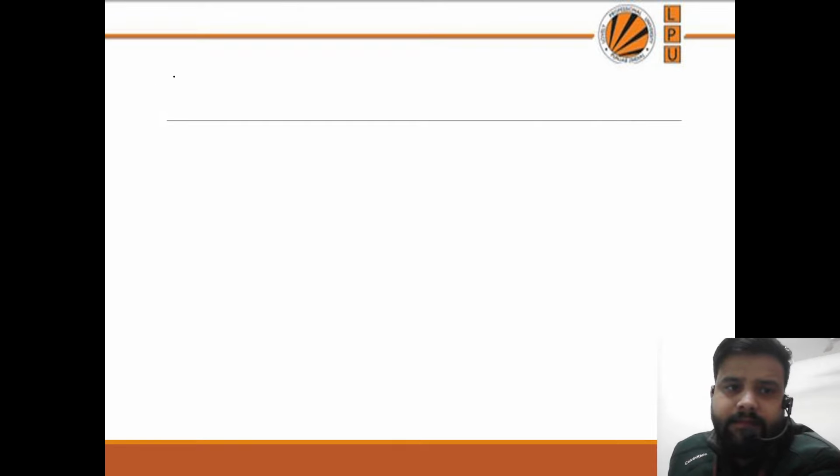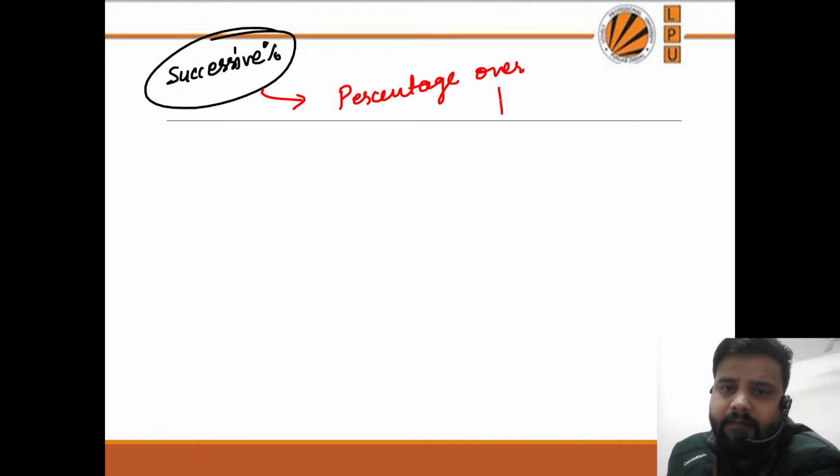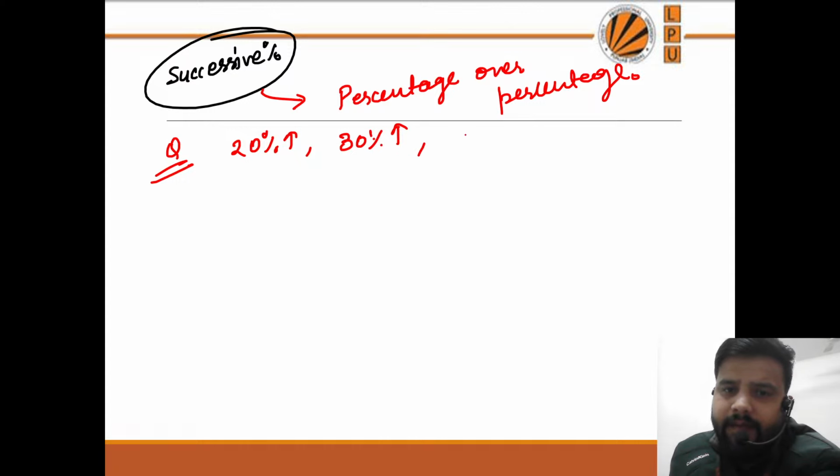Now see here. Let's see what is successive percentage. Successive percentage means percentage over a percentage. What it means actually, let's say there is an employee whose salary was first increased by 20%, then again it was increased by 30% after that. So tell me what was the total increase in terms of percentage.